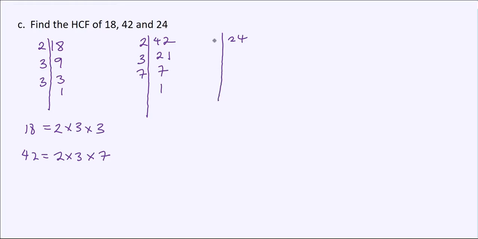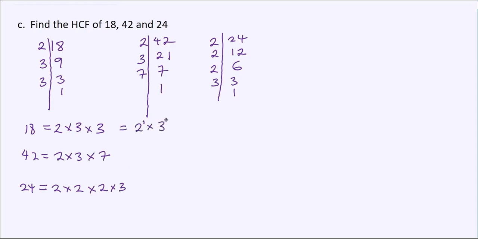Then 24. Starting from 2, we have 12. 12 divided by 2 is 6. And 6 divided by 2, yes, is 3. And 3 divided by 3 is 1. So that we'll have 24 is equal to 2 multiplied by 2 multiplied by 2 multiplied by 3.